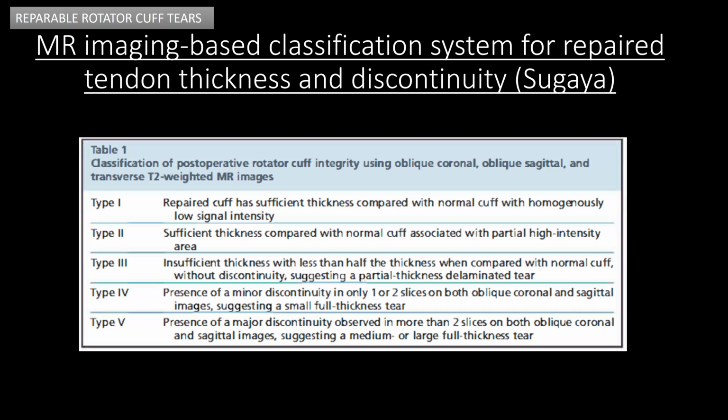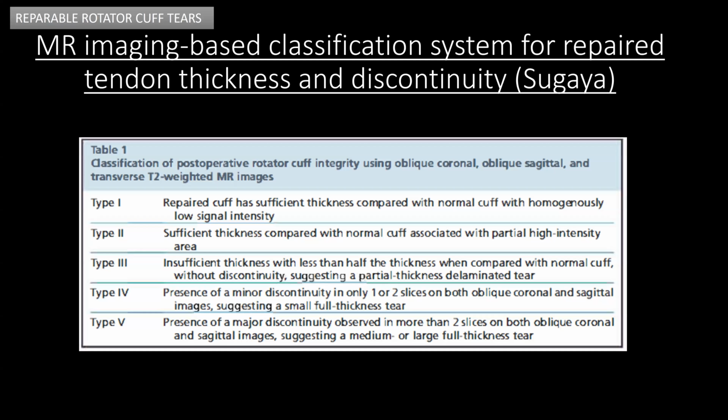I just want to mention here that there is an MRI-based classification system. Maybe there are more than one. That was introduced by Japanese orthopedic surgeons, Sugaya and colleagues, to evaluate repaired tendon thickness and discontinuity. I think this classification can provide a guide on what to look for and how to report the tendon status. You don't really need to report the type or grading of Sugaya, but maybe something that can help us when we are doing interpretation of these.